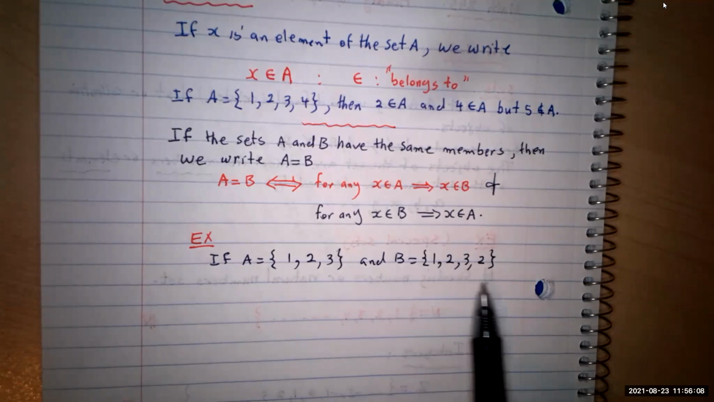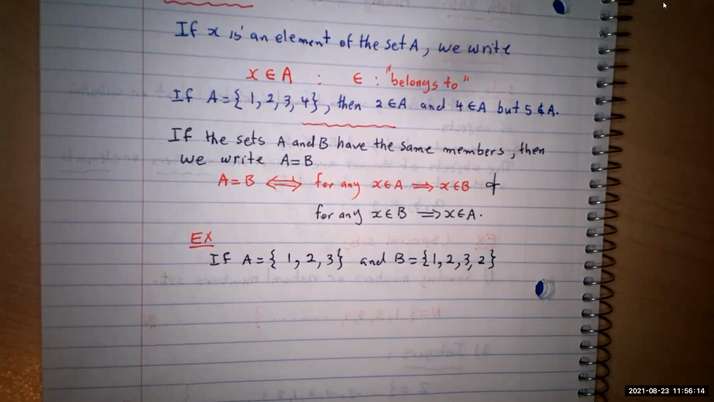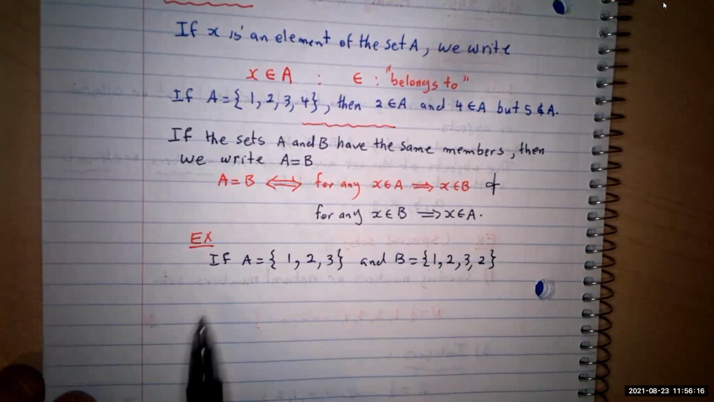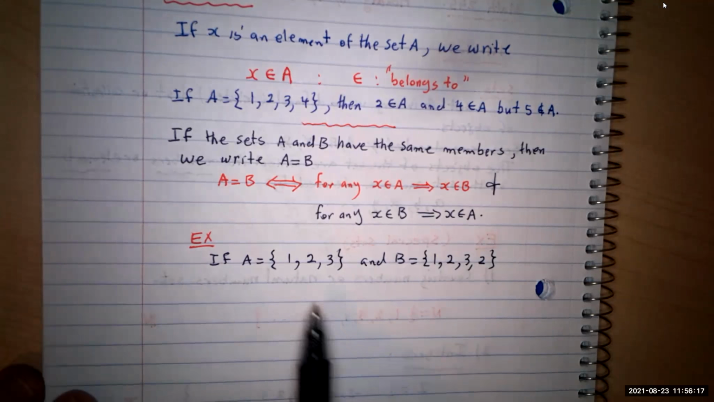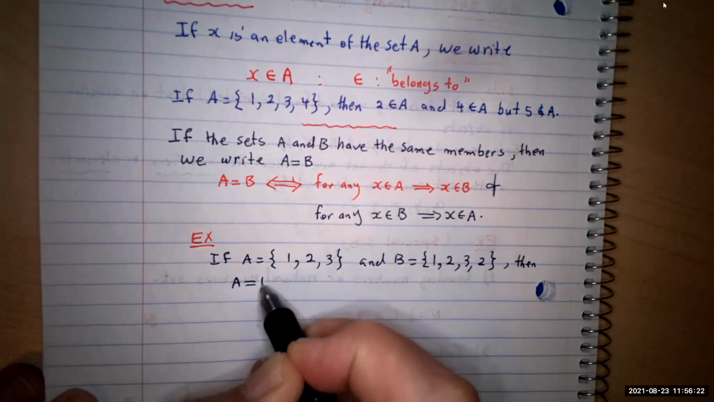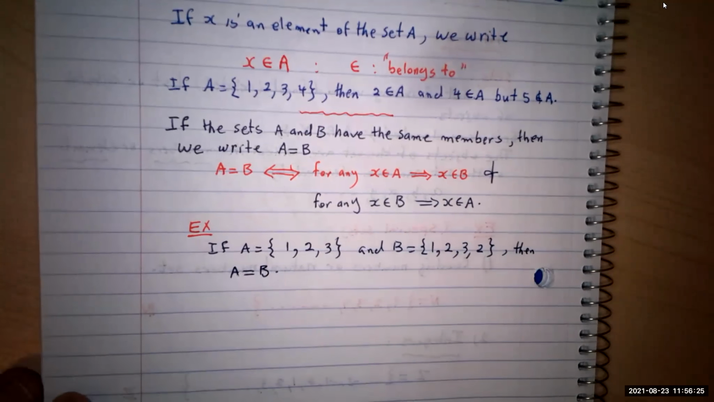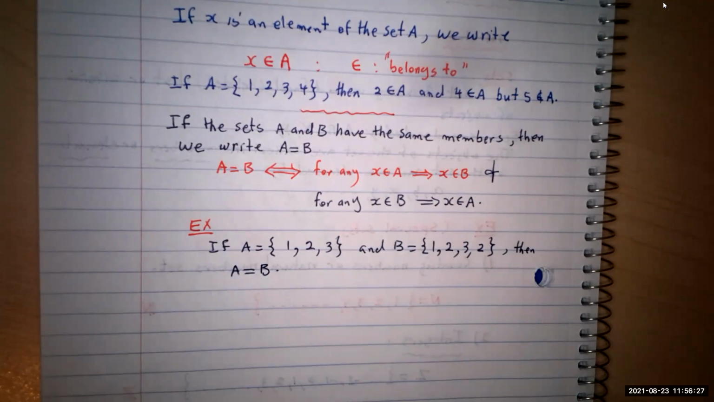And this is the same for this one. So the repetition or the order is not going to be important. So these two sets are considered to be equal to each other. Okay, if that is the case, then as you can see, A is equal to B, because the members are the same. But you know, you get this repetition. Okay, any question?